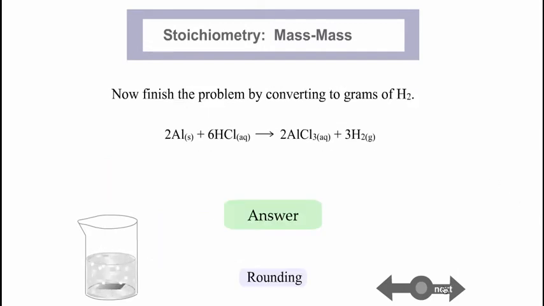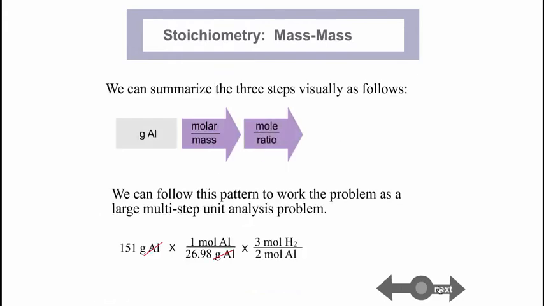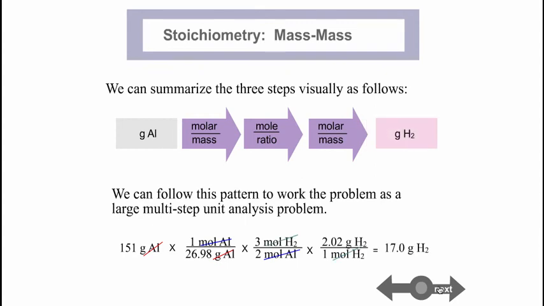Now, see if you can finish this. See if you can go from moles of hydrogen to grams of hydrogen. Did you set up your ratio this way with moles in the denominator and grams in the numerator? Leaving us with 17.0 grams of hydrogen. Again, we could do this in a multi-step, but we're going to do 3 parts for every problem.